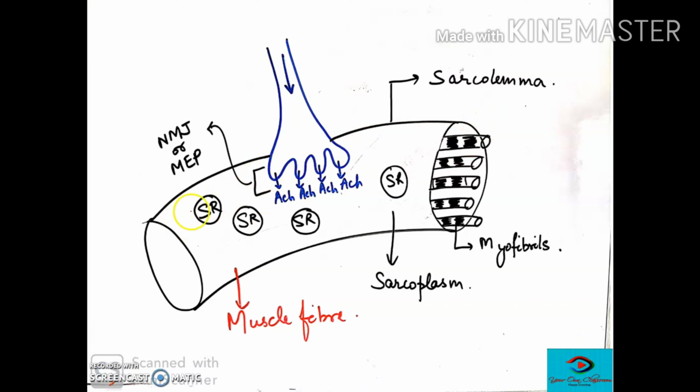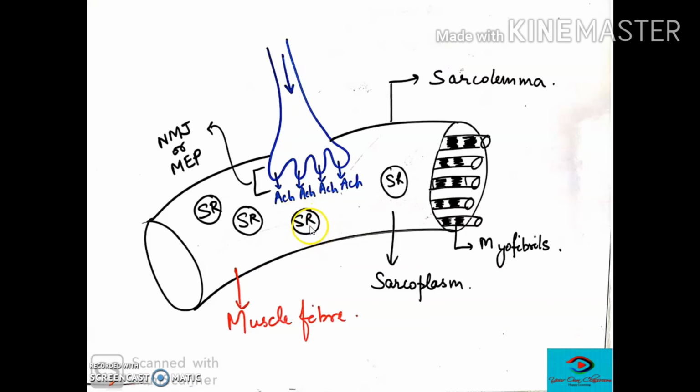In this diagram, I have shown a muscle fiber with many myofibrils in it, and I have shown that when acetylcholine is released at the synaptic cleft or at the NMJ or motor end plate, then this acetylcholine generates some kind of action potential on the membrane of the muscle fiber, which is called the sarcolemma. So in the sarcolemma some kind of potential is generated, and it is transferred to the sarcoplasm and finally to the sarcoplasmic reticulum.